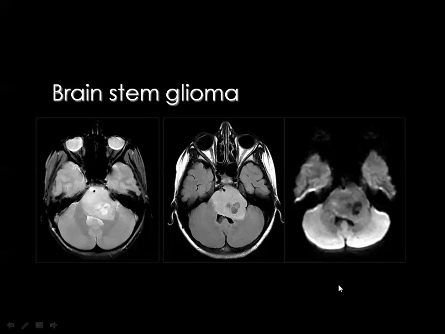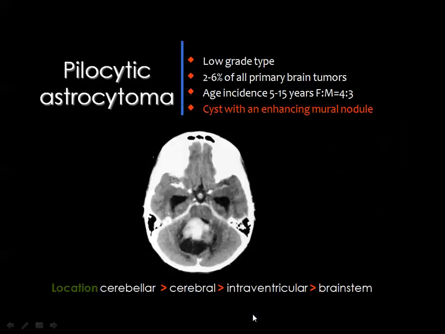Pilocytic astrocytoma is one of the common lesions seen in the posterior fossa of the child. The characteristic appearance by CT and MRI is the presence of a cyst, and inside the cyst you see a solid nodule which is enhancing. A cyst with an enhancing mural nodule is highly diagnostic of pilocytic astrocytoma in the posterior fossa, especially in children. The incidence is between the ages of 5 to 15 years old, and it represents about 2 to 6% of the primary brain tumors.